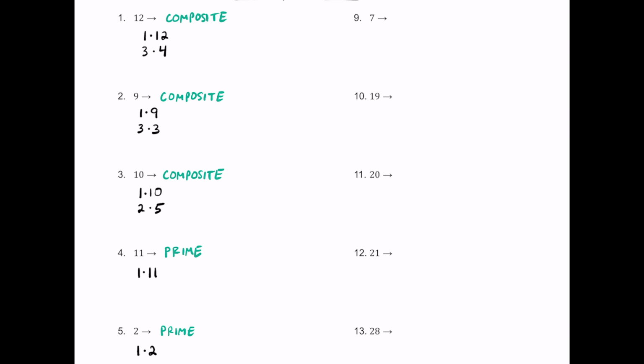For number 9, we have the number 7. So of course we have 1 times 7 as a pair of factors, but I think that's going to be it. So 7 is indeed a prime number.